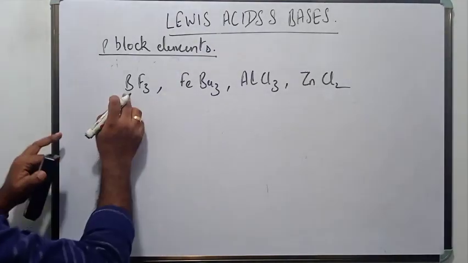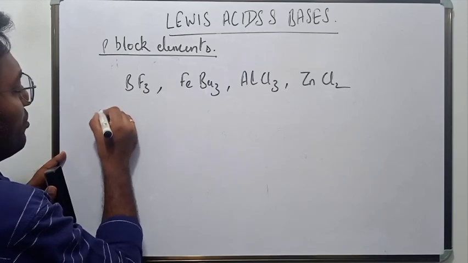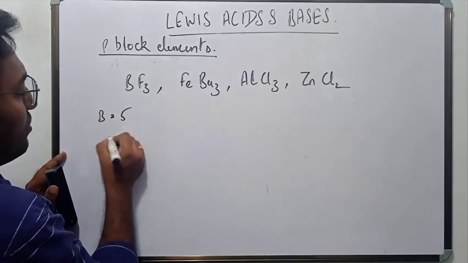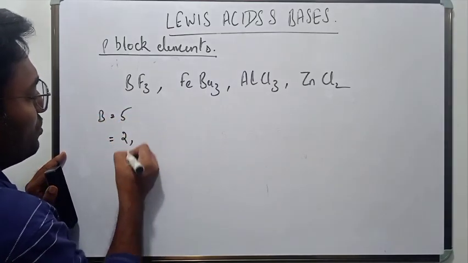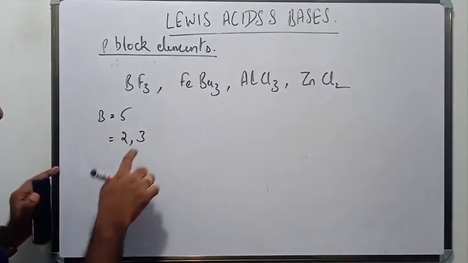This we can see by taking the example of BF3. What is the atomic number of boron? 5. How many electrons in the first shell? 2. How many in the second shell? 3. So what is the valency of boron? 3.